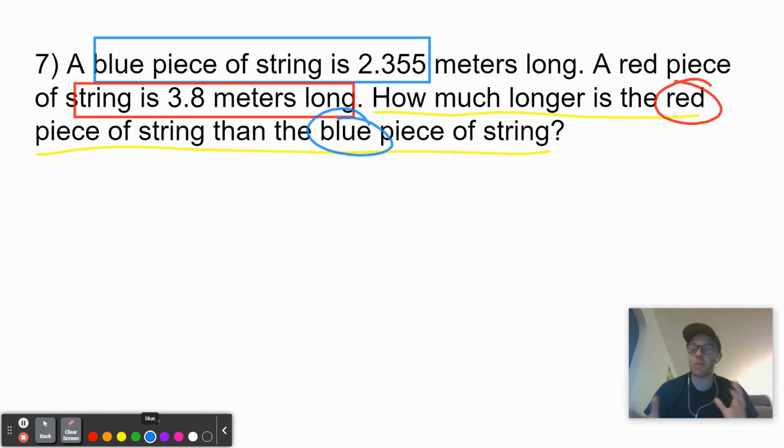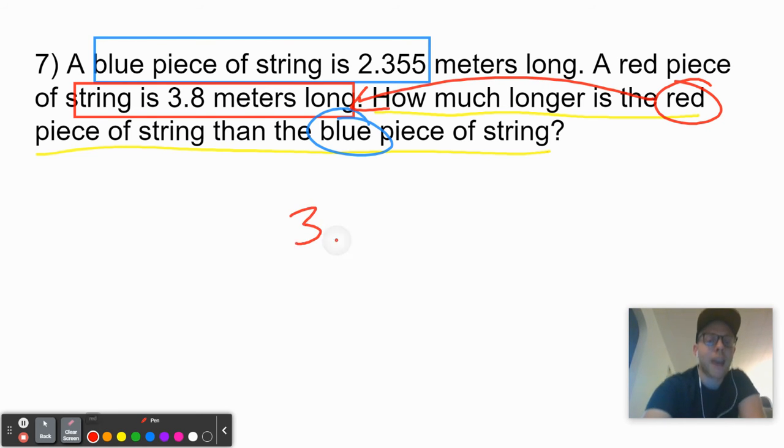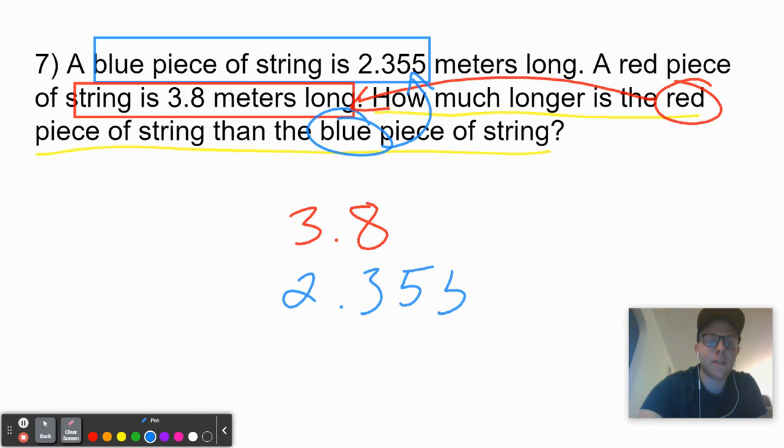So this can be tricky for our brains. But if red comes first, I need to find the red distance or the red length in my problem and write that first. And then I need to find the blue distance in my problem and write that second. So 2, stacking my decimal points, 3, 5, 5.